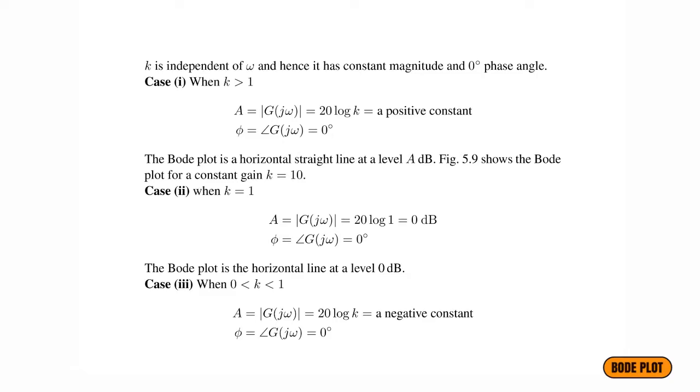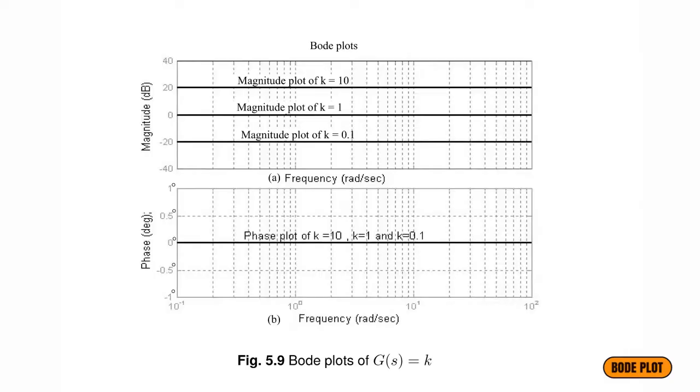This is the magnitude plot of k. When k equals 10, it is 20 dB. When k equals 0.1, it is minus 20 dB. When k equals 1, it is 0 dB. The phase plot is always 0. That's all. So for one factor, we know how to draw the plot.